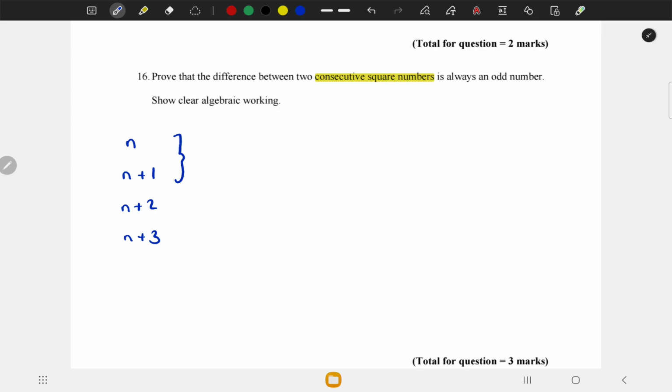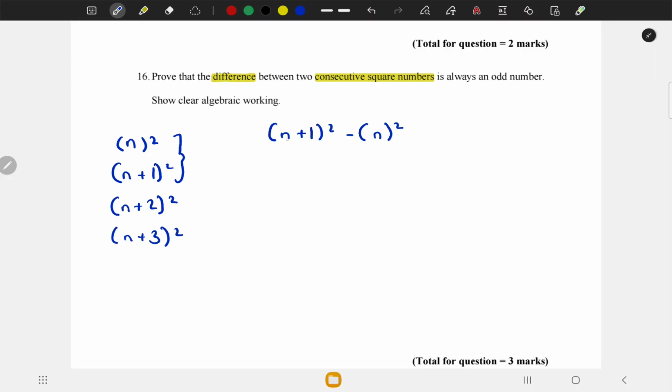And remember, we're looking for square numbers. Alright? And then we're looking for the difference between them. So because I'm looking for square numbers, I'm going to square these. Remember, you can use any one of these, any two consecutive ones. I'm just going to work with the first two. So I'm doing (n plus 1) squared minus n squared.